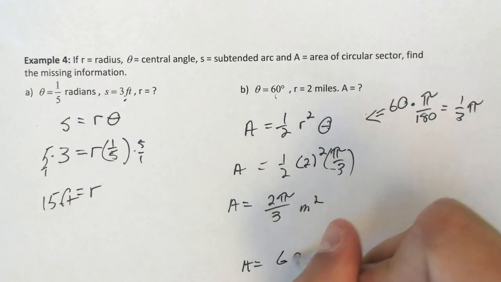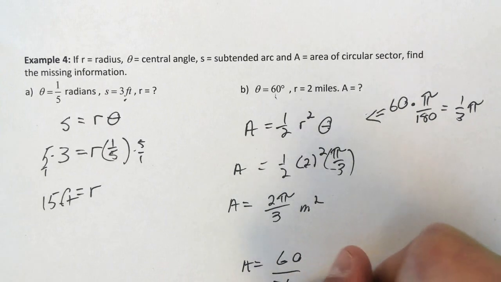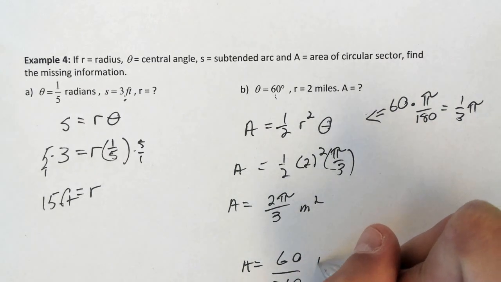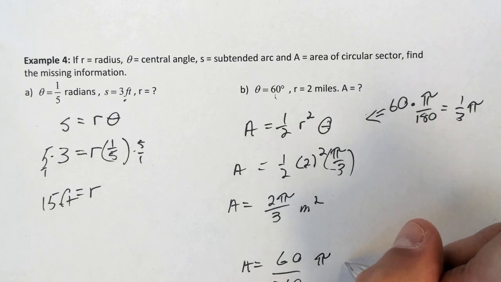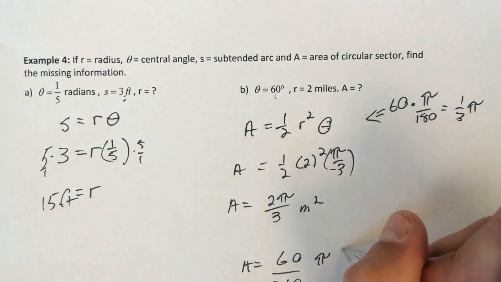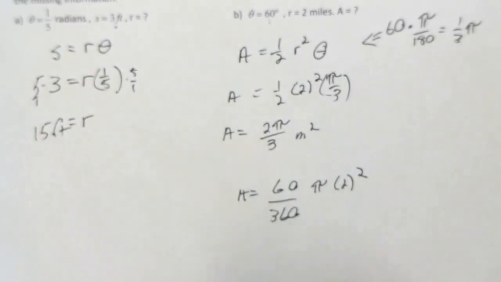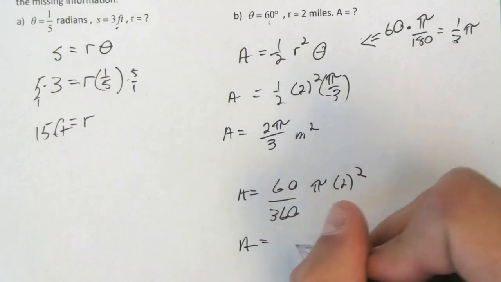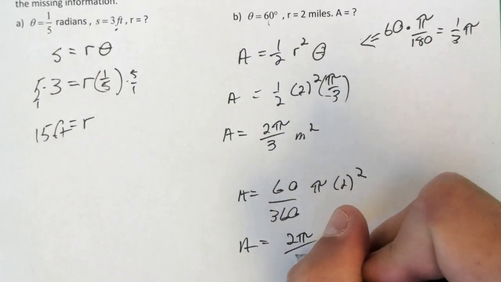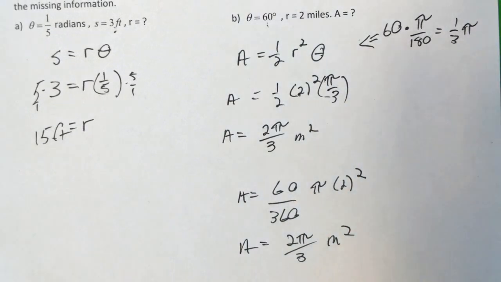Or we could do it all in one step if we take our degrees, right, and plug it in with our 1/2. Right, you still are going to end up with the same answer, 2 pi thirds meters squared.